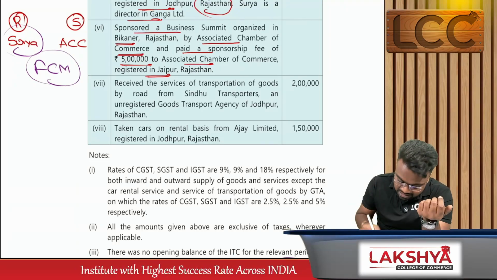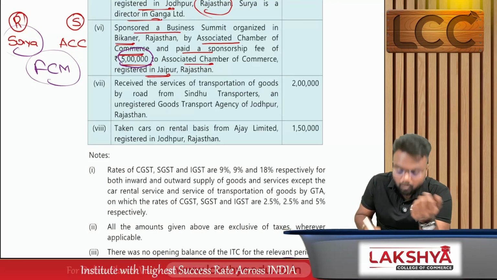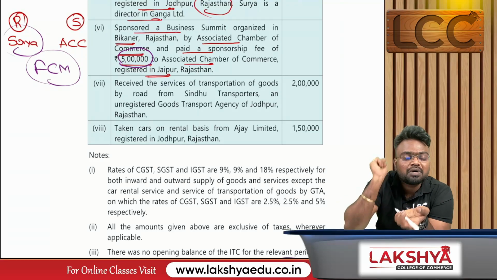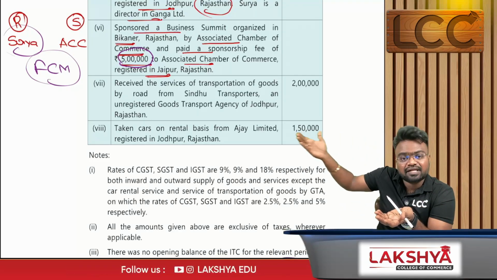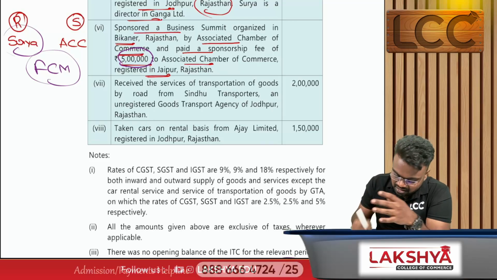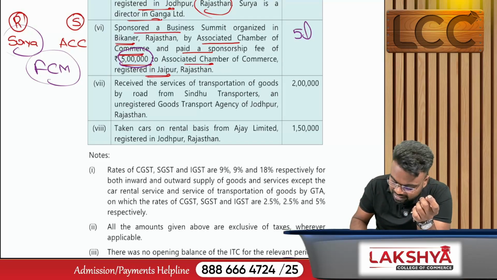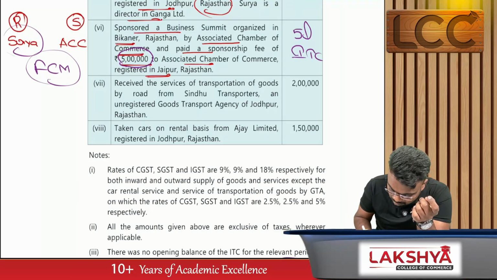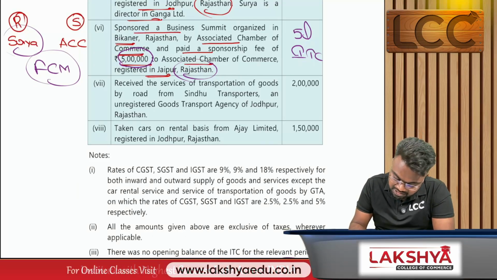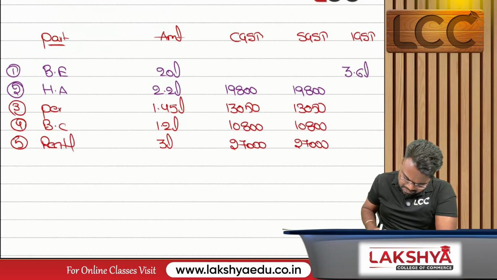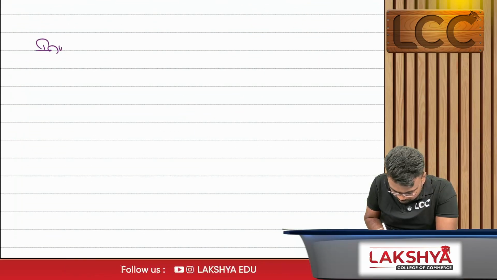FCM is applicable means Surya already paid what? 5 lakhs plus GST to whom? Associated Chamber of Commerce. So whatever the tax that we paid, can we claim as ITC? Yes. So on the 5 lakhs, we will get ITC. Both are in the state of Rajasthan. Hence CGST and SGST. So let's leave some space. This is related to outward. Next, we'll write about inward.